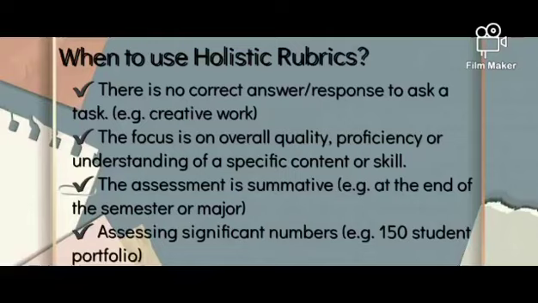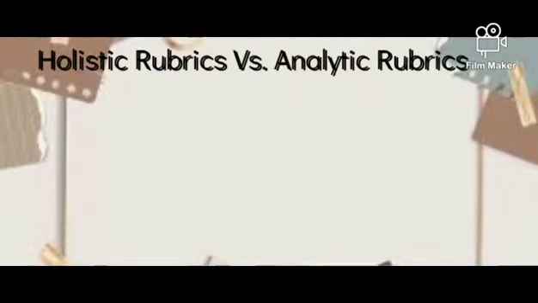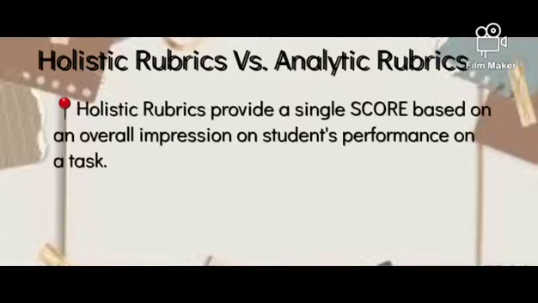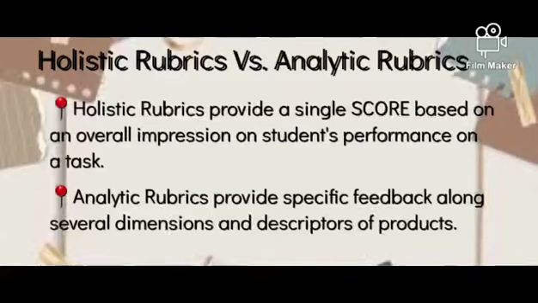A holistic rubric is used in assessing significant numbers, for example, out of 150 students' portfolios. For more information about the holistic and analytic rubric: holistic rubrics provide a single score based on an overall impression of a student's performance on a task. The analytic rubric provides specific feedback along several dimensions and descriptors of the product.